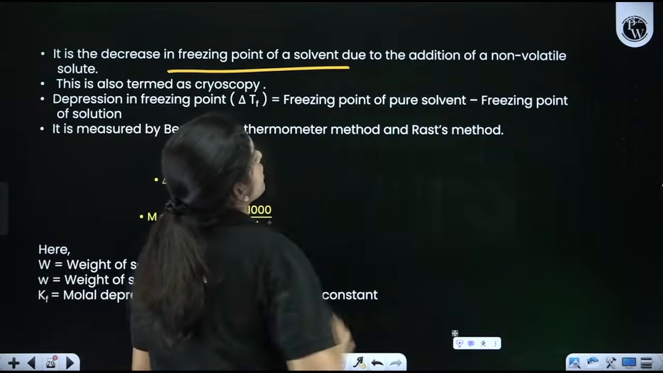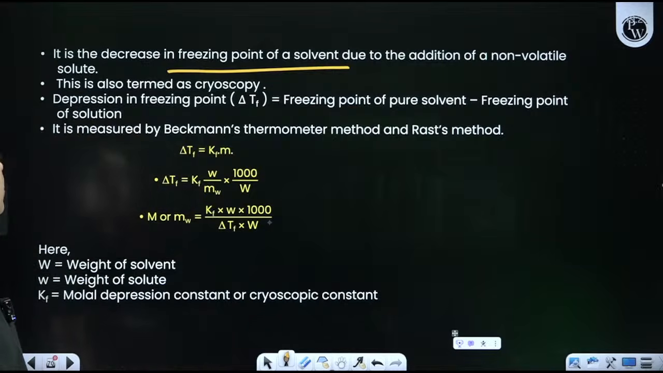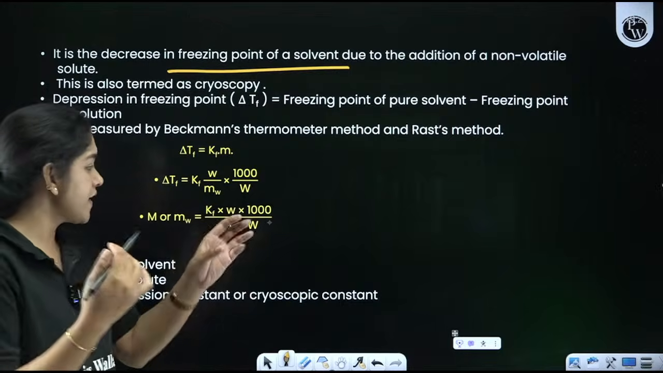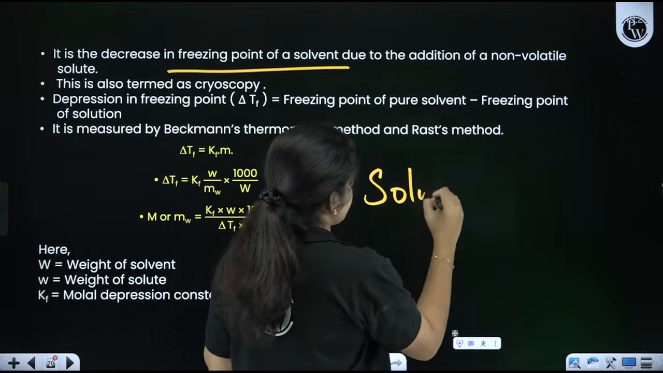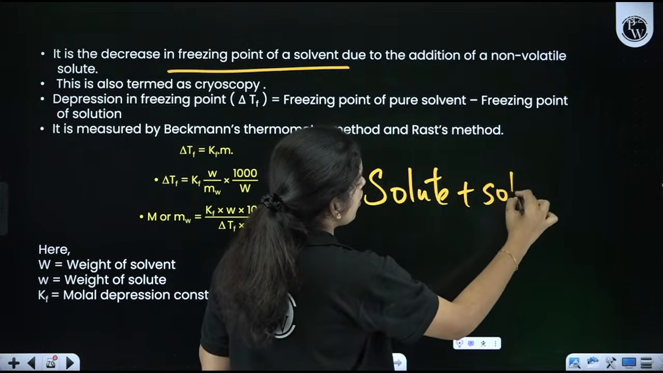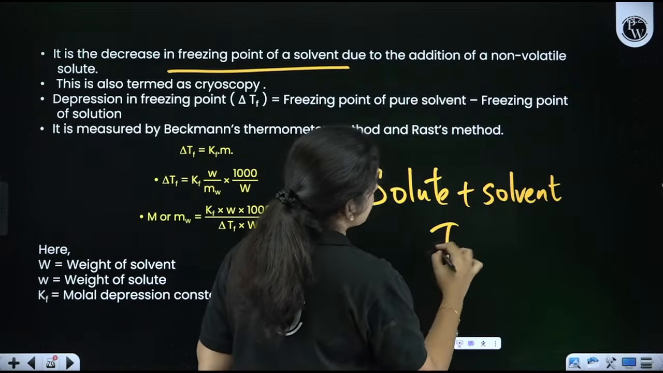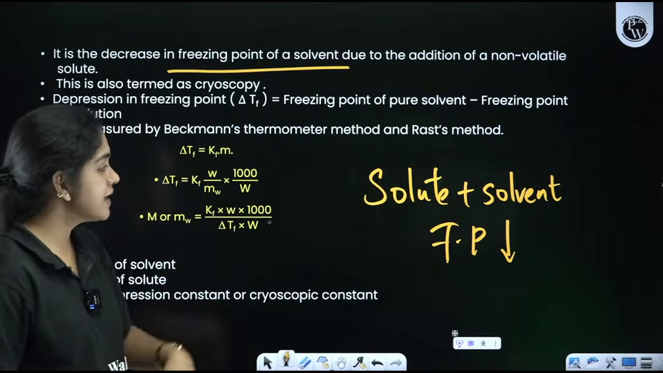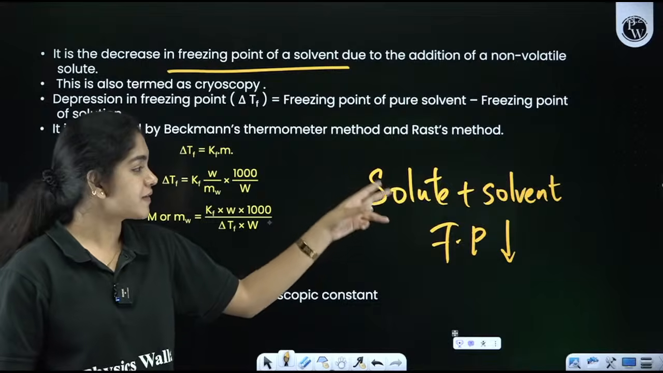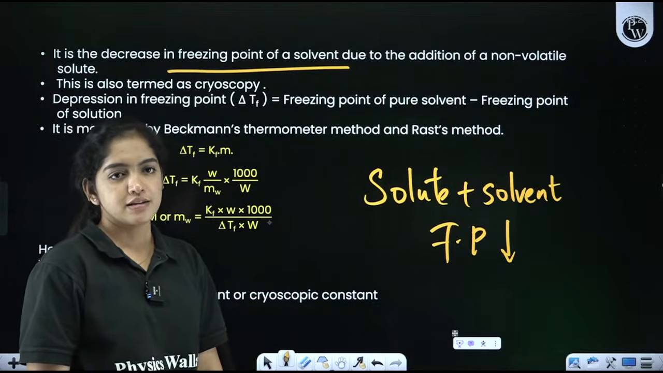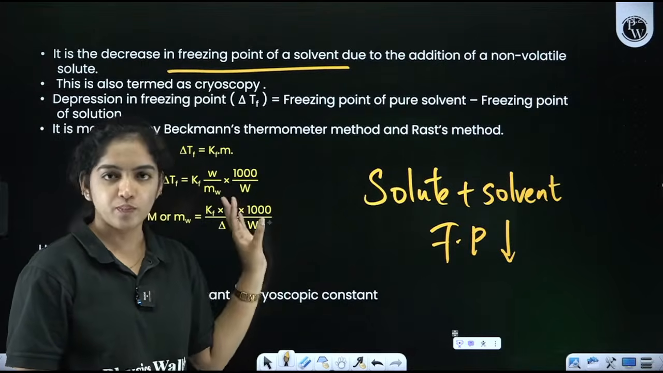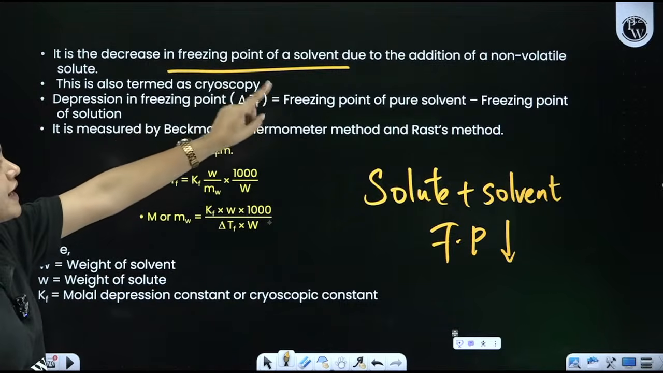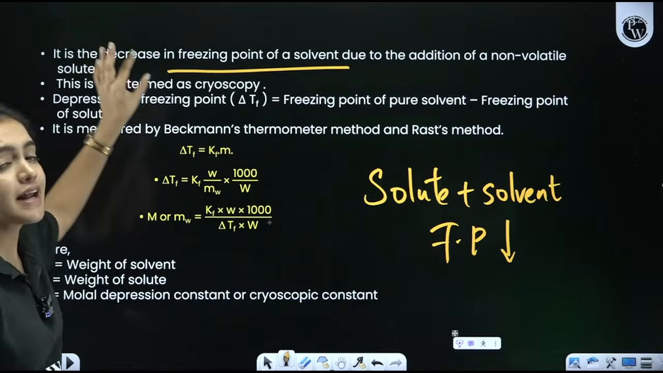Decrease in the freezing point of a solvent due to the addition of a non-volatile solute. That means if you are adding a solute to solvent, what will happen to the freezing point? Freezing point starts to decrease. If there is only solvent, it will easily freeze, right? So if you are adding a solute to solvent, the freezing point will decrease. Okay, so the freezing point will be low for the solution. The decrease in the freezing point of a solvent due to the addition of a non-volatile solute is known as cryoscopy.